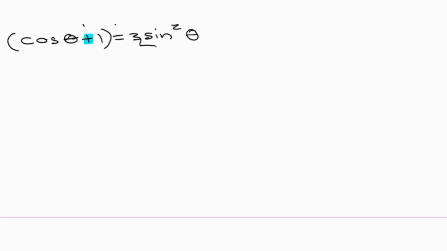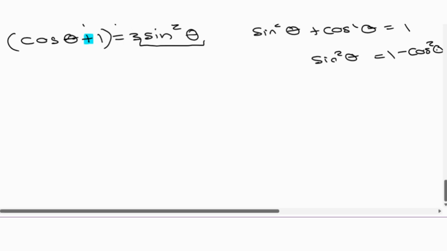Well, this sine squared theta, if we think of the rule sine squared theta plus cos squared theta is equal to 1, then we can rearrange to say sine squared theta is equal to 1 minus cos squared theta. So that is precisely what we're going to do. We're going to say cos theta plus 1 is equal to 3, and we're going to replace the sine squared theta with 1 minus cos squared theta.